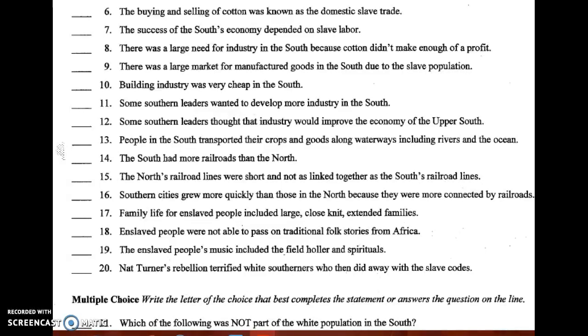18. Enslaved people were not able to pass on traditional folk stories from Africa. 19. The enslaved people's music included the field holler and spirituals. 20. Nat Turner's rebellion terrified white Southerners, who then did away with the slave codes.